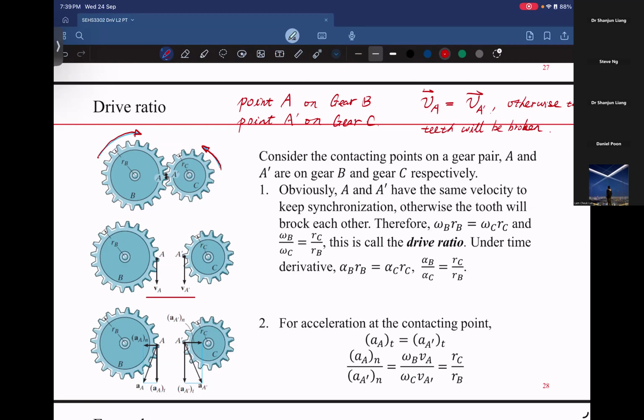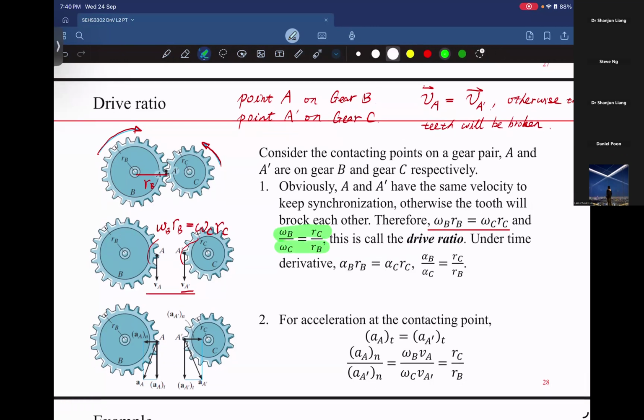Therefore, VA equals omega B RB, all right? VA is on gear B. Therefore, it is omega B RB. And VA prime is omega C RC, right? Therefore, omega B RB equals omega C RC. And when we do the ratio, we can have such an expression.